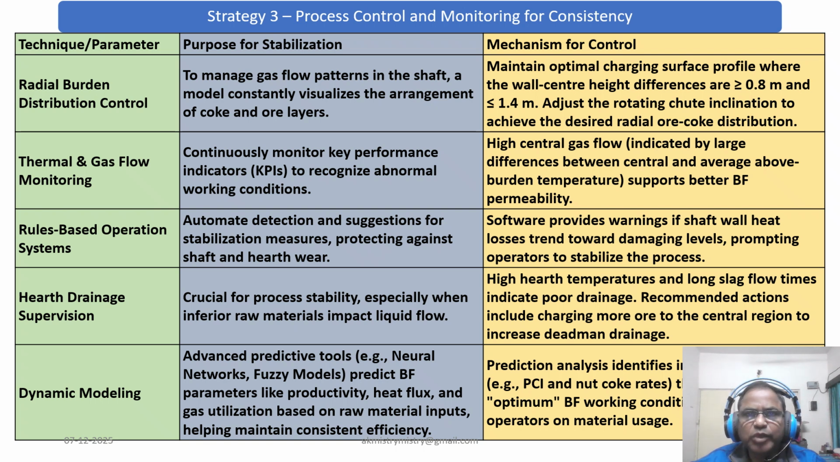Finally, dynamic modeling employs advanced prediction tools such as neural network and fuzzy models to forecast blast furnace parameters like productivity, heat flux, and gas utilization based on raw material inputs, helping maintain consistency in the efficiency. Prediction analysis identifies input combinations such as specific PCI and nut coke rates that lead to optimum blast furnace working condition.